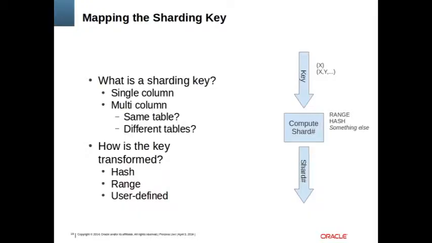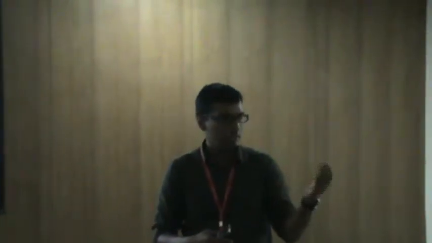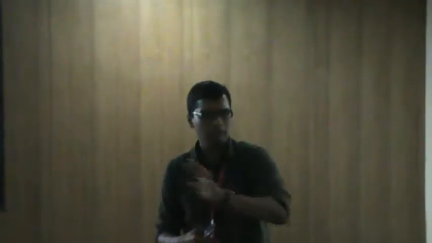And how is the key transformed? So how is the sharding key itself transformed into a shard location? So I have a MySQL server running. I have a sharding key. Now how am I going to map this sharding key to this particular MySQL server? So what is a sharding key? It can be a single column, it can be multiple columns. So how is the sharding key itself transformed?